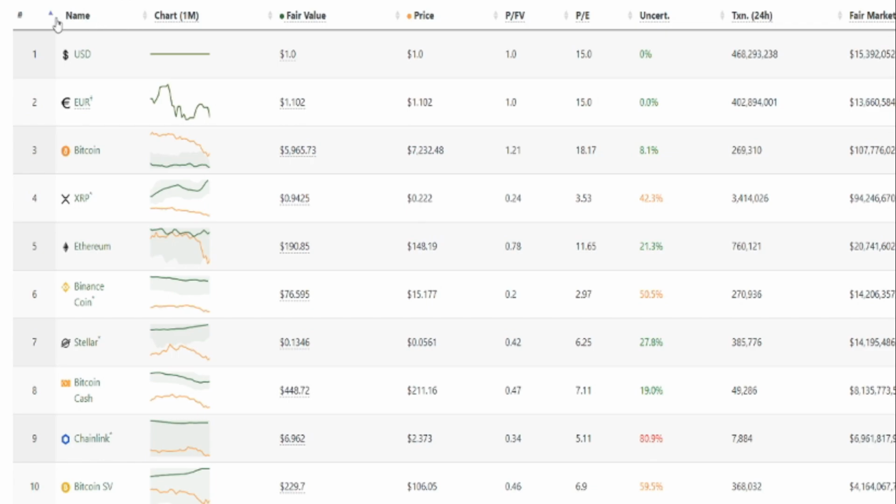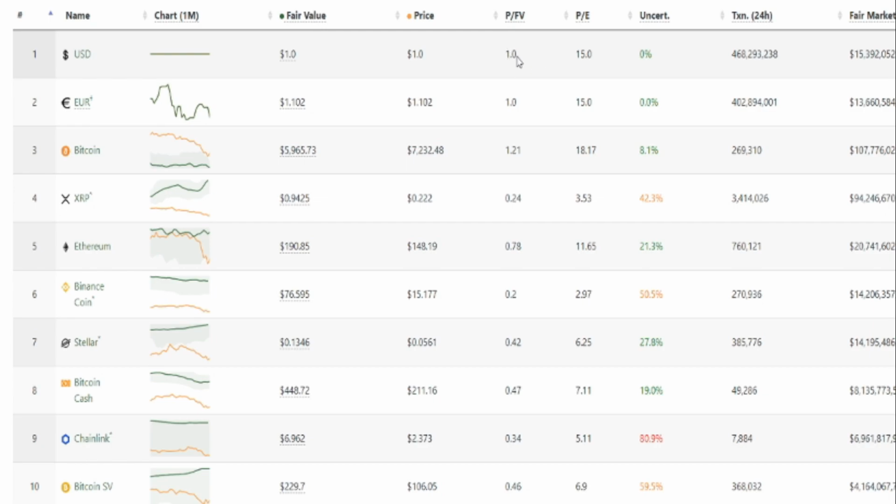Over on the left side, we have the name of the asset that we're going to be reviewing. And then right here, we have the current price of the asset and what it's trading for at this exact moment. Right here is the fair value. So this is what we're going to dive into in a minute. But this is what their calculations state the current fair value of the asset is. Right here, we have the price over the fair value. So you take the price and divide it by the fair value, and it gives you a ratio.